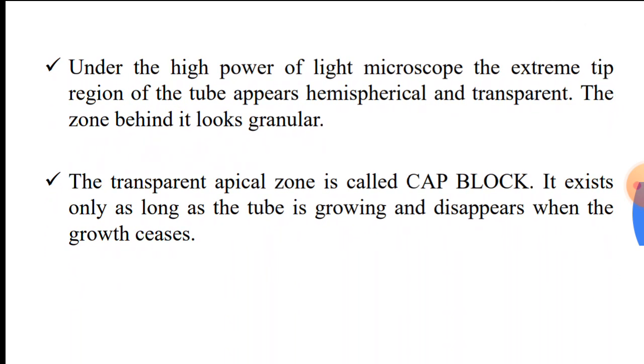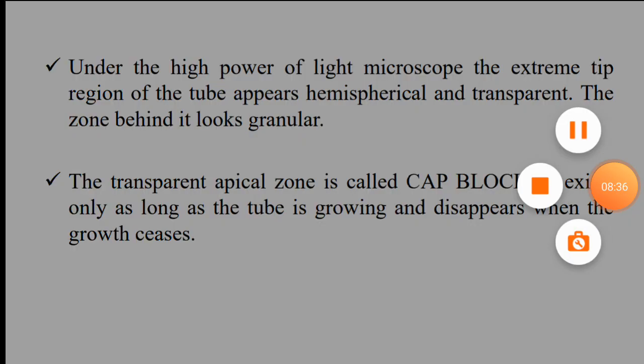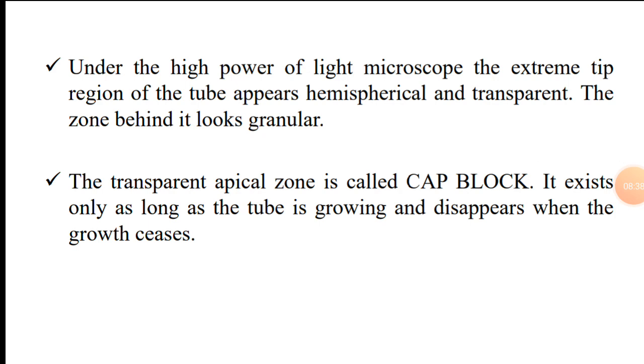Under the high power of light microscope, the extreme tip region of the tube appears hemispherical and transparent. The zone behind it looks granular. The transparent apical zone is called the cap block. It exists only as long as the tube is growing and disappears when the growth ceases.